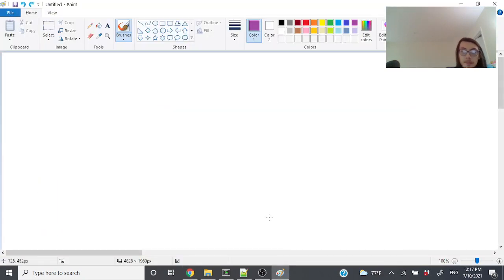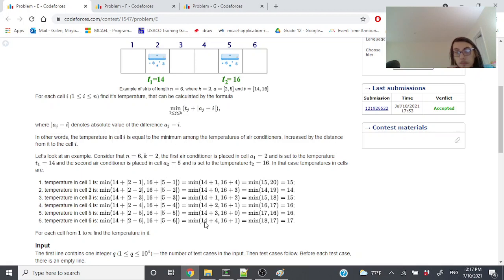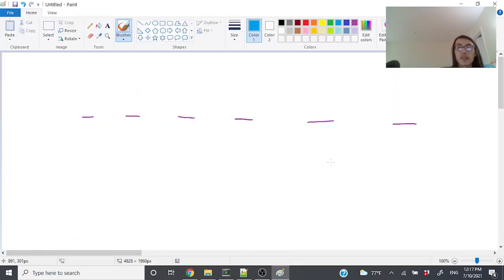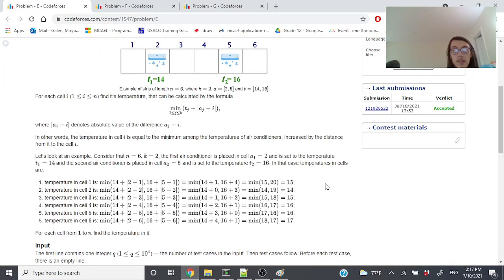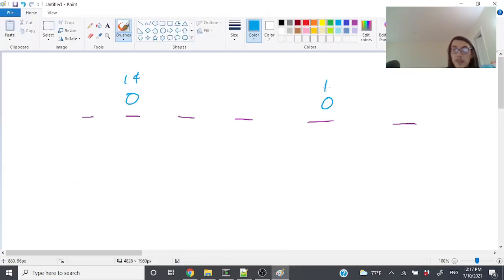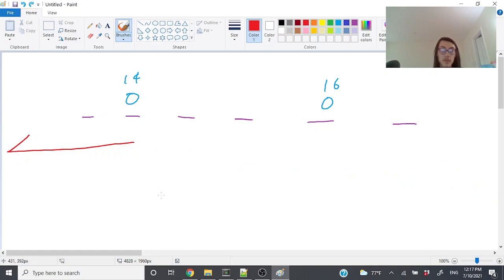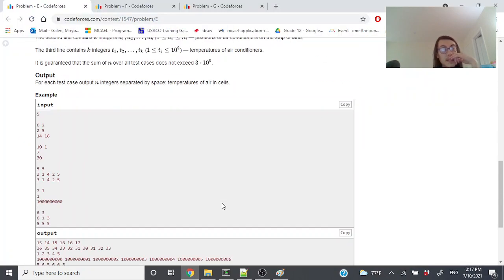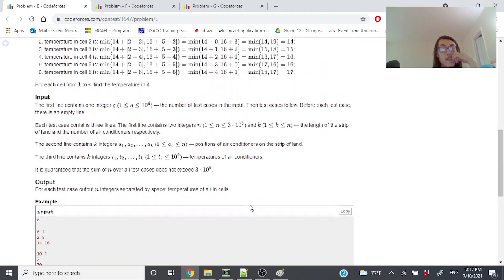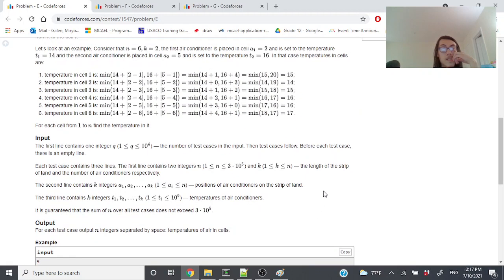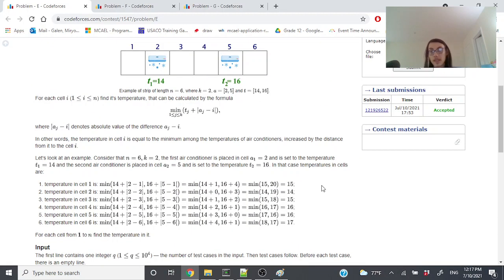Alright, in this one, you have an array. You have a bunch of air conditioners. So for example, here you can have an air conditioner with power 14, and here you can have one with power 16. Then essentially each air conditioner is going to affect everything to the left and right of it. It could be negative, I guess. No, I can't. Never mind.